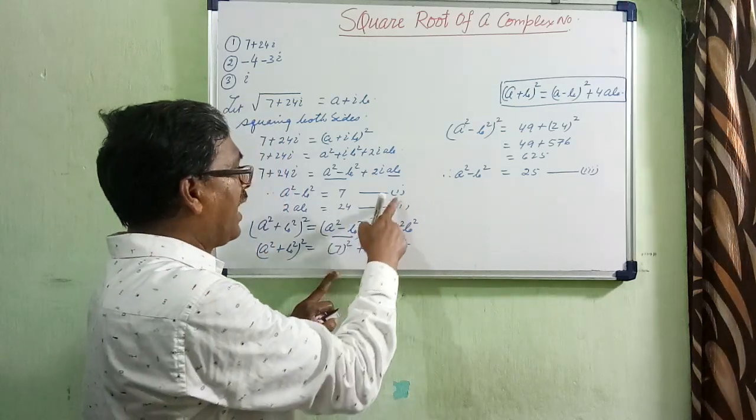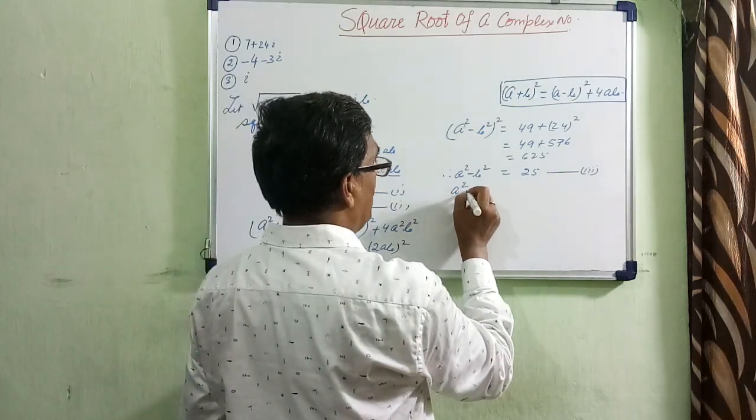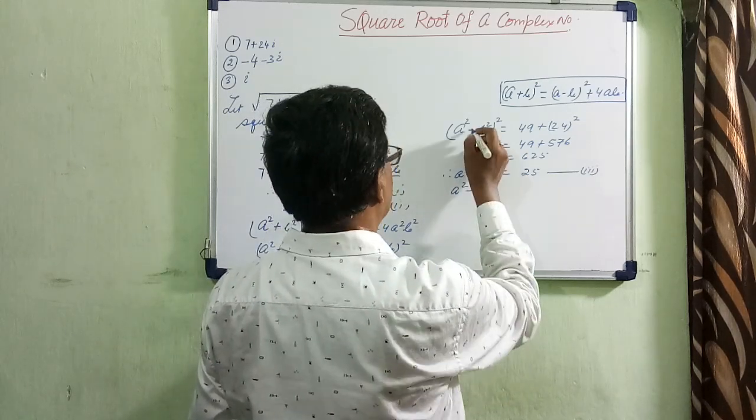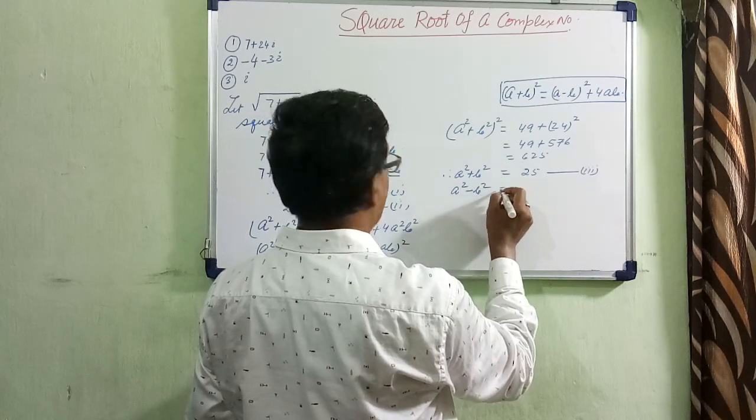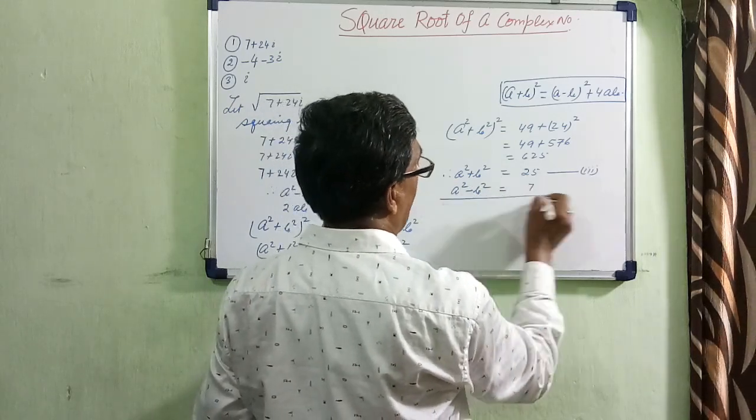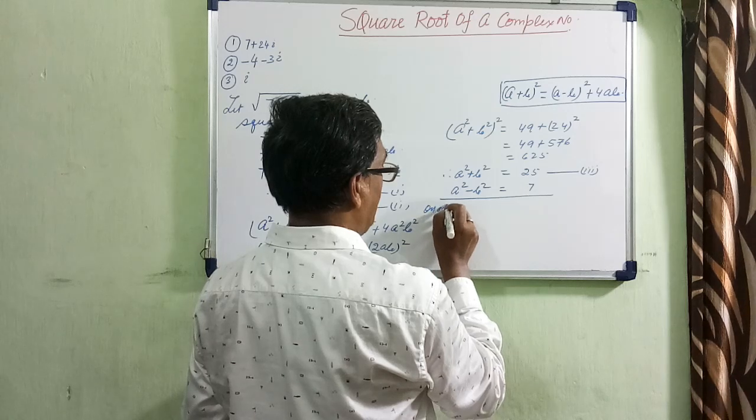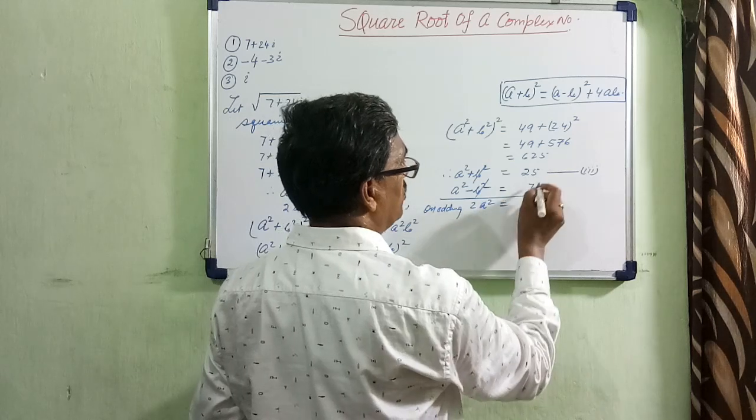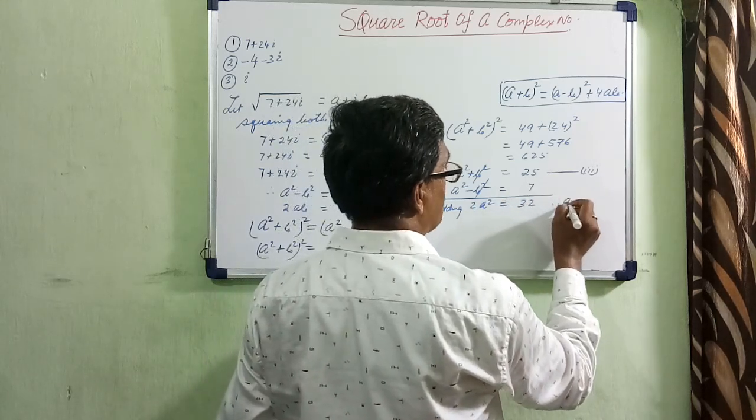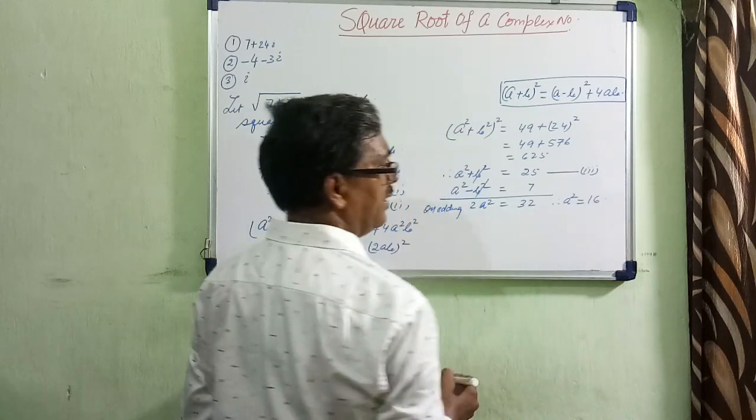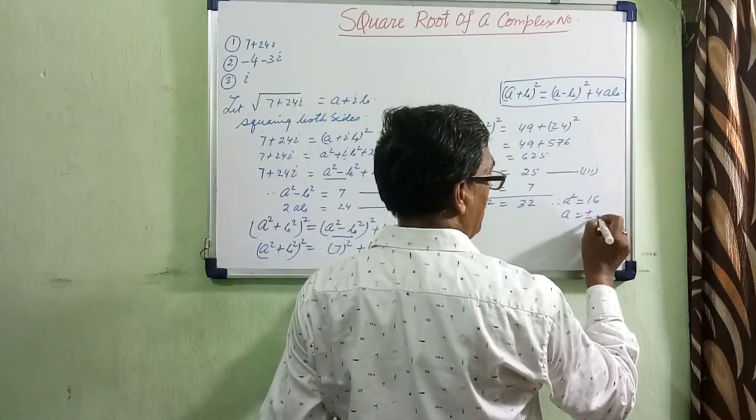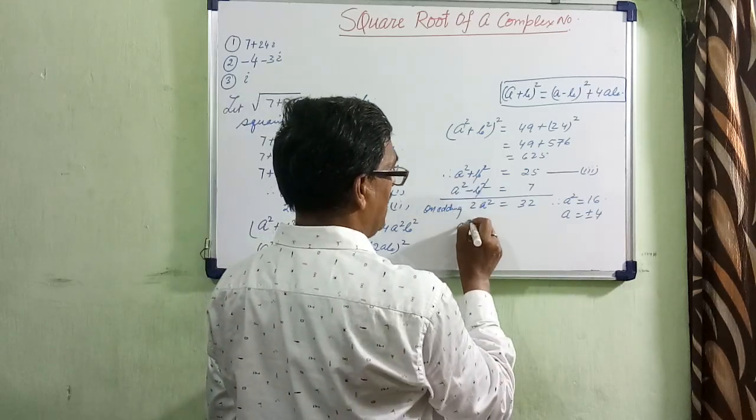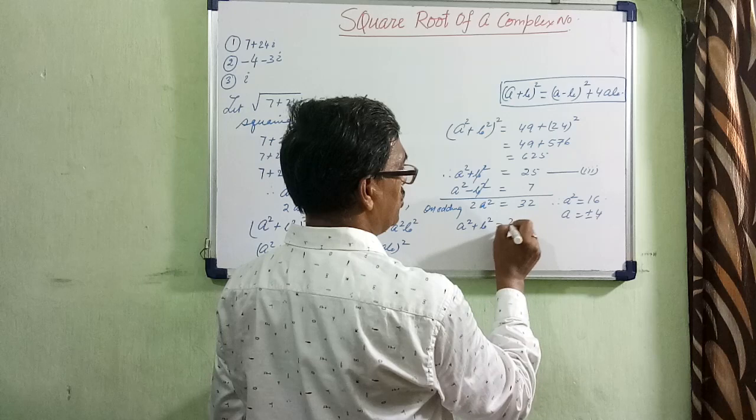You add 1 and 3: a square minus b square, sorry, it will be plus, a square plus b square is 25 and a square minus b square is 7. On adding, b square cancels, 2a square is equal to 32. Therefore, a square is equal to 16. Therefore, a is equal to how much? Plus minus 4.